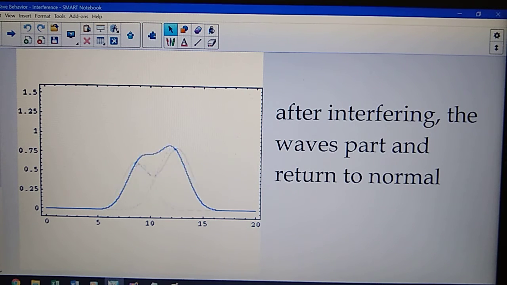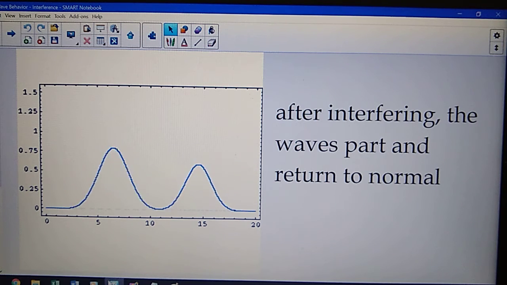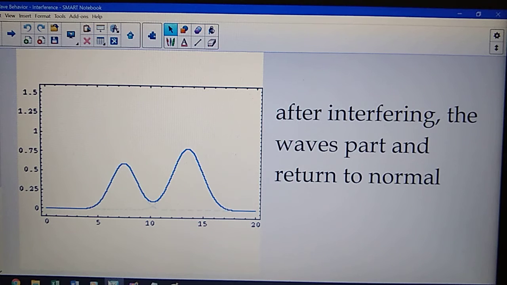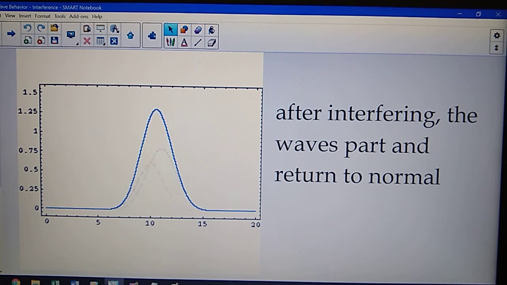And interference does not have to have the same amplitude. So if you have here a case of constructive interference, the waves do not have to have the same amplitude. Any waves will interfere with each other.